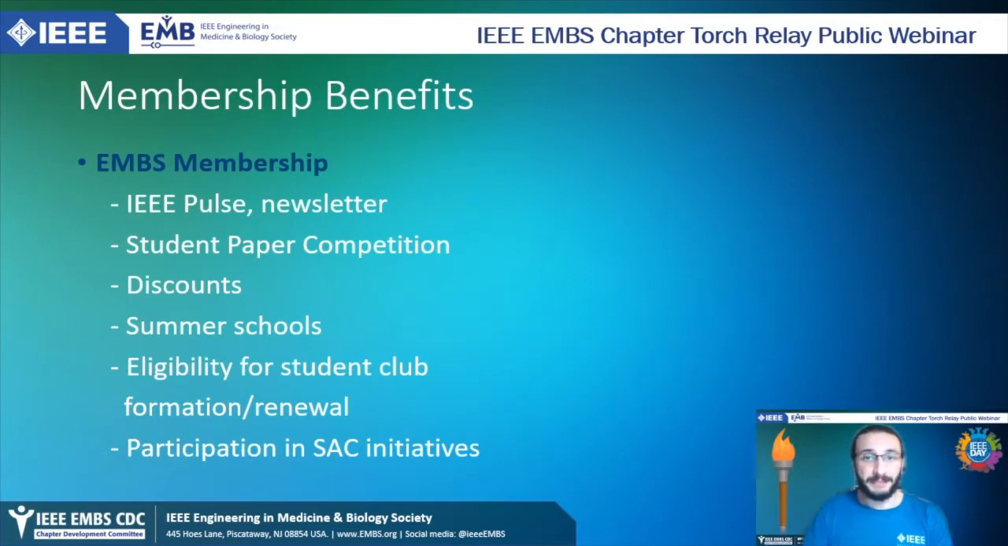As an EMBS member, you will receive our magazine, IEEE Pulse, and additionally a monthly newsletter where you will find announcements about events and volunteering opportunities. The student paper competition takes place in our conferences, which can get you monetary prizes and of course the prestige that comes with it, which is pretty nice.